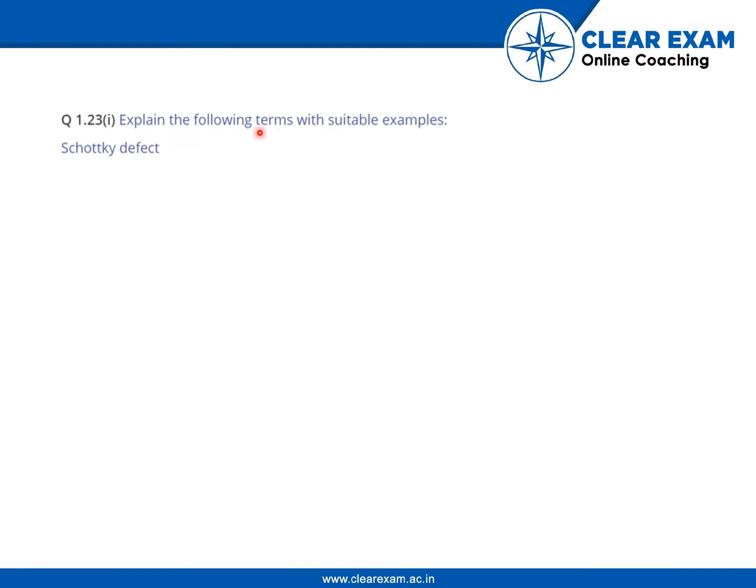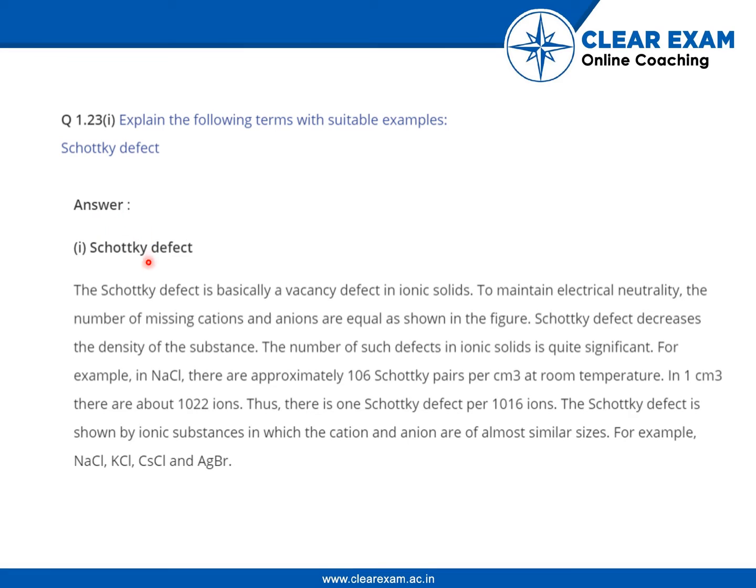So explain the following terms with suitable examples. First part is Schottky defect. Answer: the Schottky defect is basically a vacancy defect in ionic solids. To maintain electrical neutrality, the number of missing cations and anions are equal, as shown in the figure.